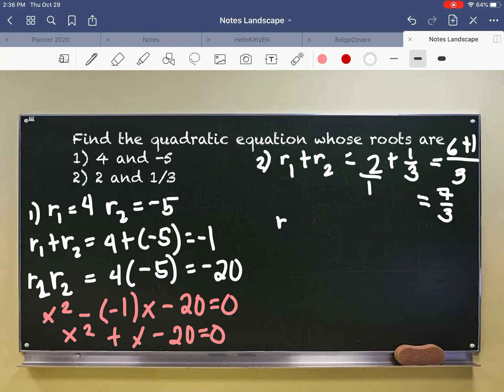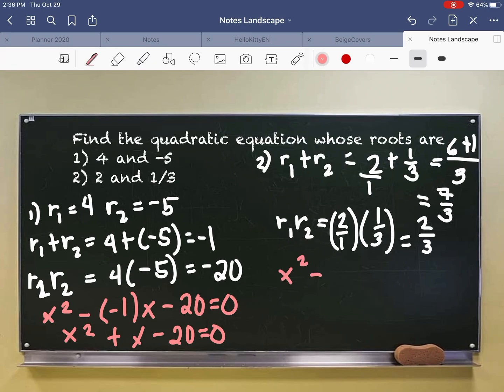And then, r sub 1, r sub 2, that is the product, we have 2 over 1. Ginawa ko ng ganun, and then 1/3. So, we have 2/3. Okay, so ganun din yung gagawin natin. Okay, so we have x squared minus, minus hindi plus ha, kasi nga negative b over a, 7/3 x plus 2/3 equals 0.